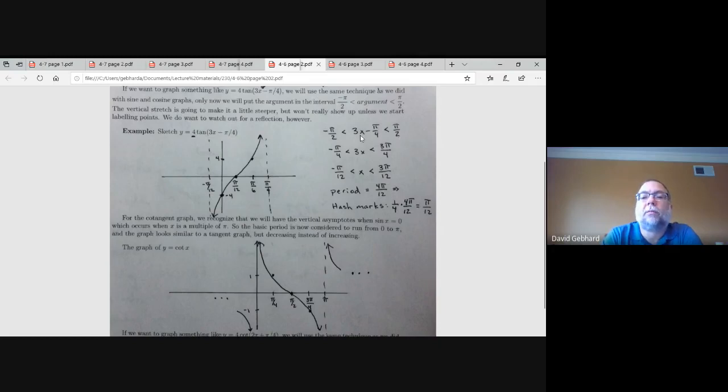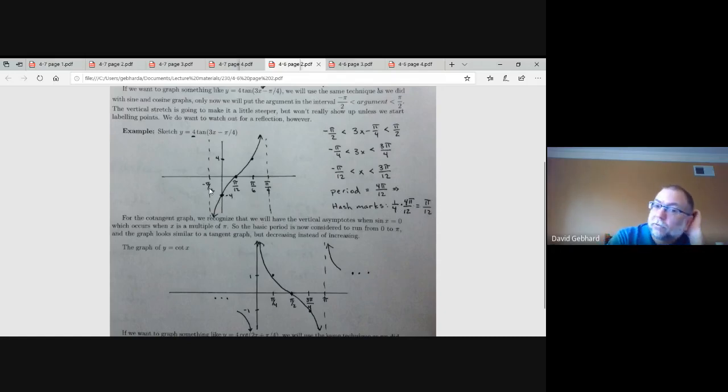So if we start with our argument 3x minus pi over 4 between plus and minus pi over 2, adding pi over 4 to both sides gives me minus pi over 4 on the left, cancels in the middle, and on the right I'll get pi over 2 plus pi over 4 is 3 pi over 4. Dividing everything by 3 gives me my base period should go from minus pi over 12 to 3 pi over 12, which means my period is the difference between these two. And remember, when we do minus and negative, we'll get plus, so 4 pi over 12. And the hash mark should be every quarter of that, which means every pi over 12.